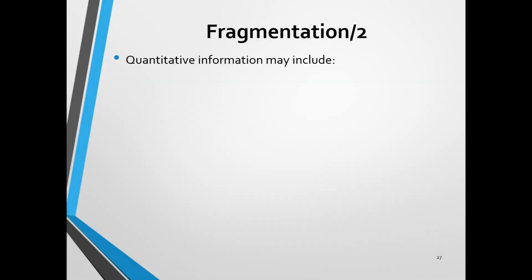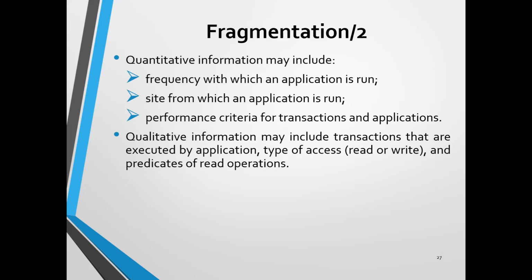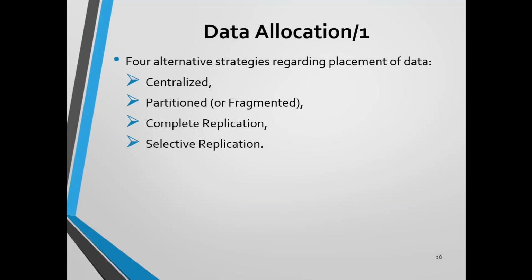Quantitative information may include frequency with which an application is run, site from which an application is run, performance criteria for transactions and applications. Qualitative information may include transactions that are executed by applications, types of access, and predicates of read operations. For alternative strategies regarding placement of data, we have centralized, partitioned or fragmented, complete replication, and selective replication.